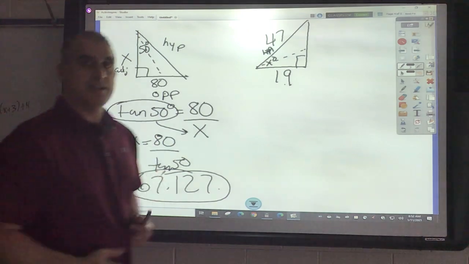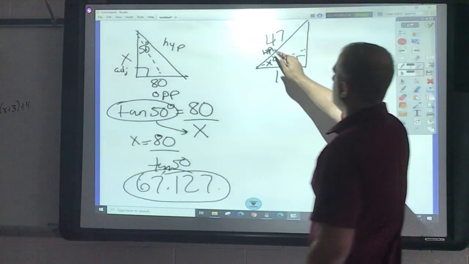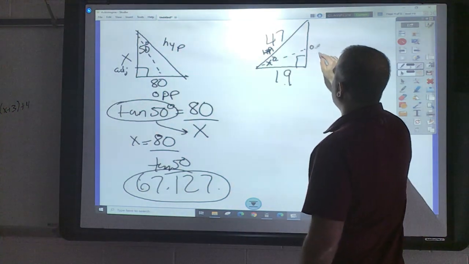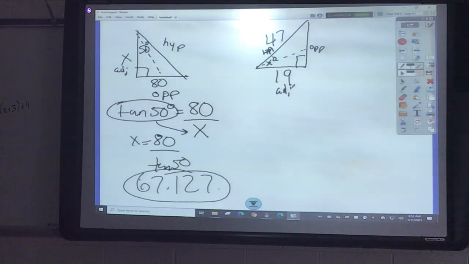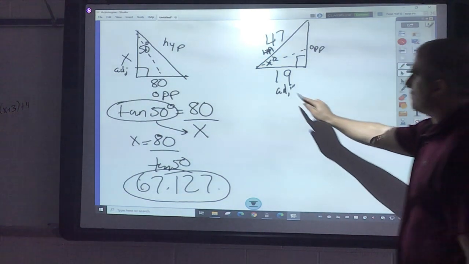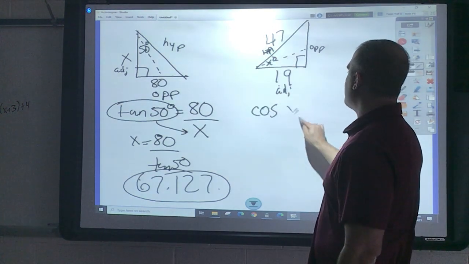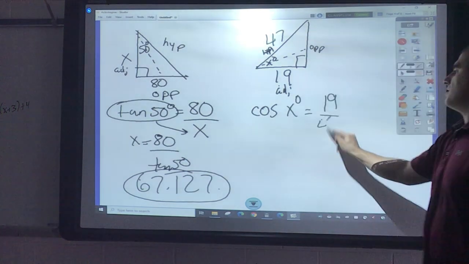All right, let's go on to this next one. Okay, so what I got here, this would be the hypotenuse. All right, if you see, I'm trying to find the angle here. This would be the opposite, and this would be the adjacent. Okay, so what two letters do I have information for? Adjacent and hypotenuse, which would be cosine. I don't have my angle here, adjacent over hypotenuse, okay?